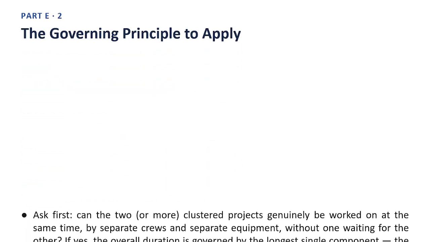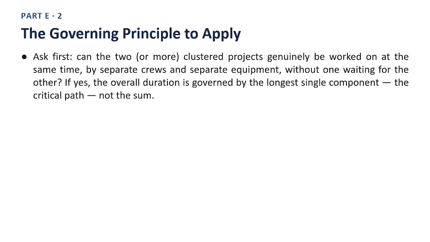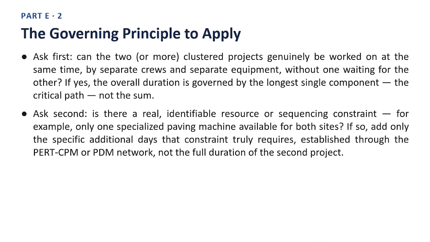The governing principle to apply. Point 1. Ask first, can the two or more clustered projects genuinely be worked on at the same time, by separate crews and separate equipment, without one waiting for the other? If yes, the overall duration is governed by the longest single component, the critical path, not the sum. Point 2. Ask second, is there a real, identifiable resource or sequencing constraint, for example, only one specialized paving machine available for both sites? If so, add only the specific additional days that constraint truly requires, established through the PERT CPM or PDM network, not the full duration of the second project.